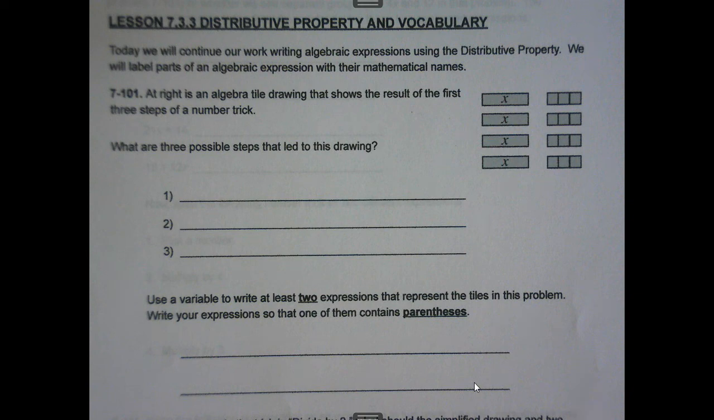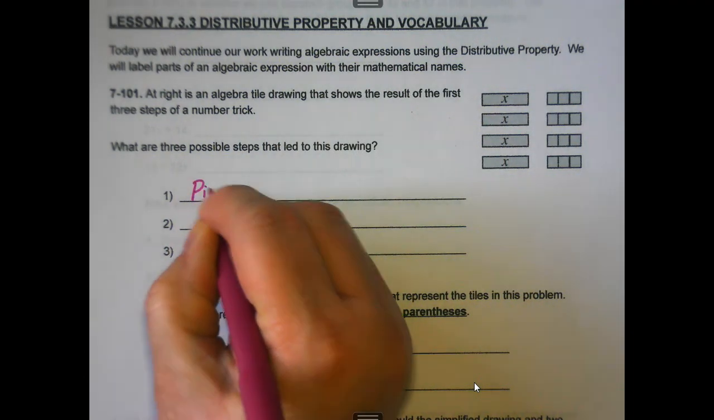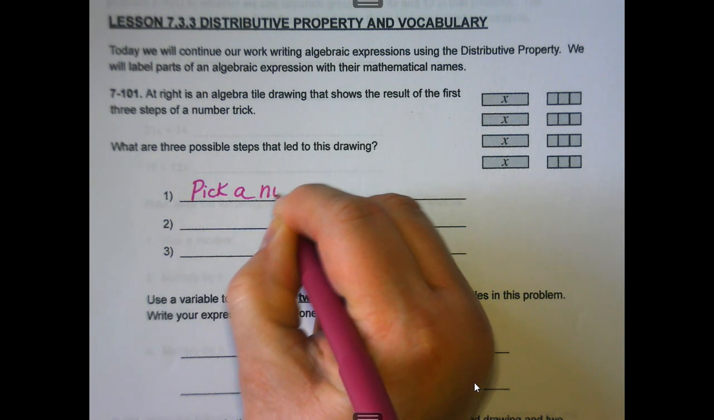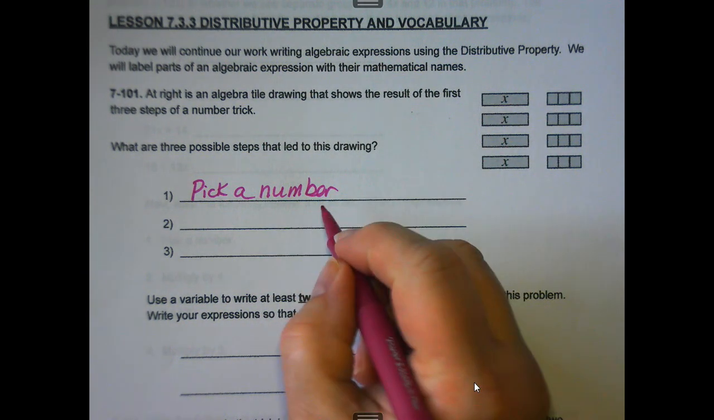As we look at problem 7-101, it says to write as an algebra tile drawing that shows the result of the first 3 steps of a number trick. What are 3 possible steps that led to this drawing? Well, we need to think about how we can work backwards with this. In the other tricks that we have done, we always pick a number. That's how we always start. So that's how this number trick would begin as well. Pick a number.